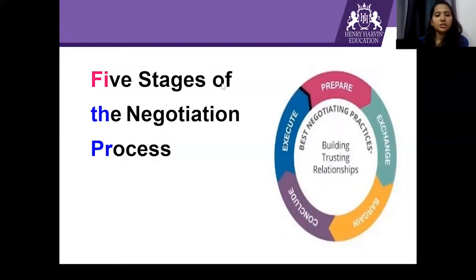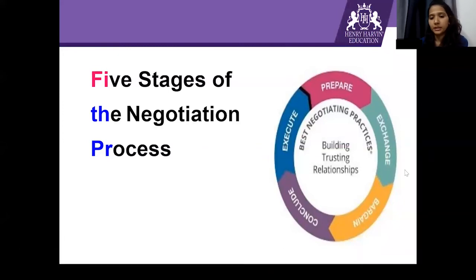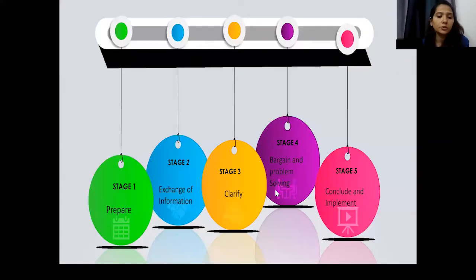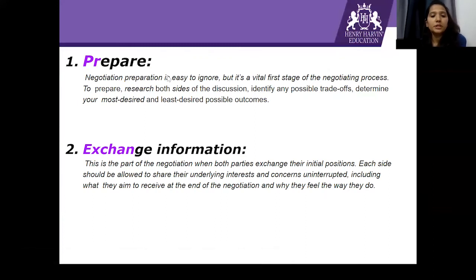Okay, so five stages of the negotiation process. Here the very first thing is your preparation. Your preparation is the most crucial part of the entire process. So you prepare, exchange, bargain, conclude, and execute. So let's just look into it. Okay, so prepare. Negotiation preparation is easy to ignore, but it's a vital first stage of the negotiation process.